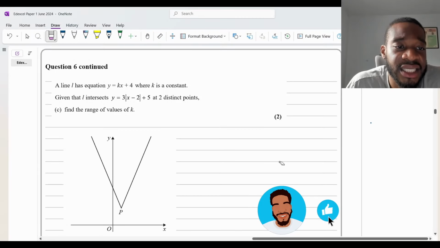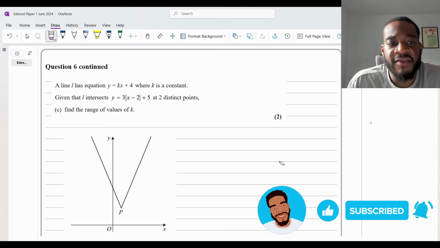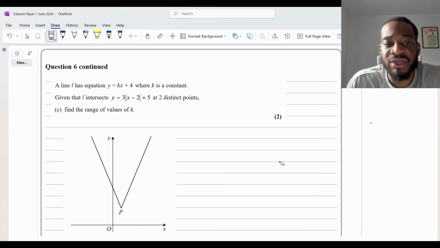Okay, so part C says, a line has equation y equals kx plus 4, where k is a constant. Given that L intersects y equals 3 times the modulus of x minus 2 plus 5 at 2 distinct points, part C says, find the range of values of k for 2 marks.